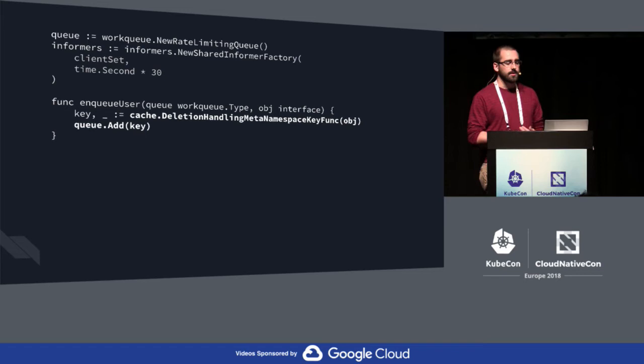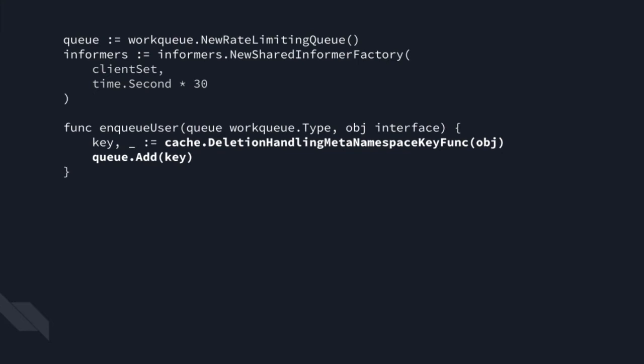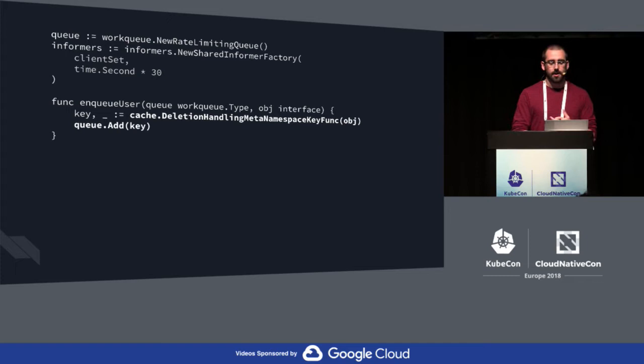So this cache.DeletionHandlingMetaNamespaceKeyFunc, a really long name. All that does is if an object is deleted in the time since the last sync period, and you didn't see the deletion for whatever reason, due to a network failure or something like that, you'll get an object tombstone instead of an actual object. And this function just unpacks the object tombstone for you and extracts the name for you.